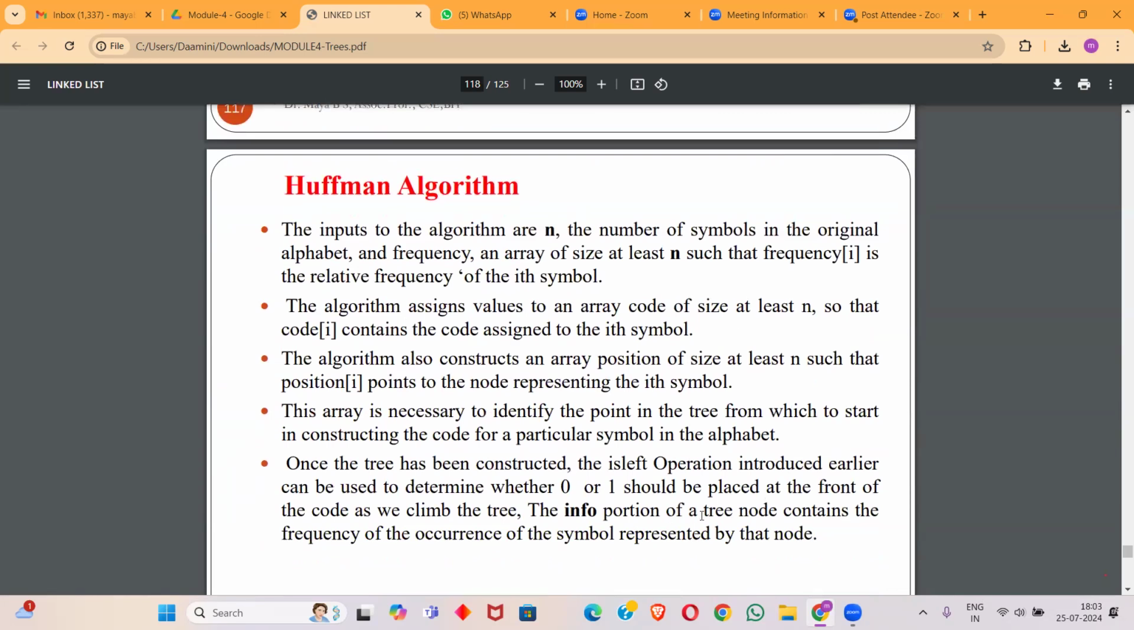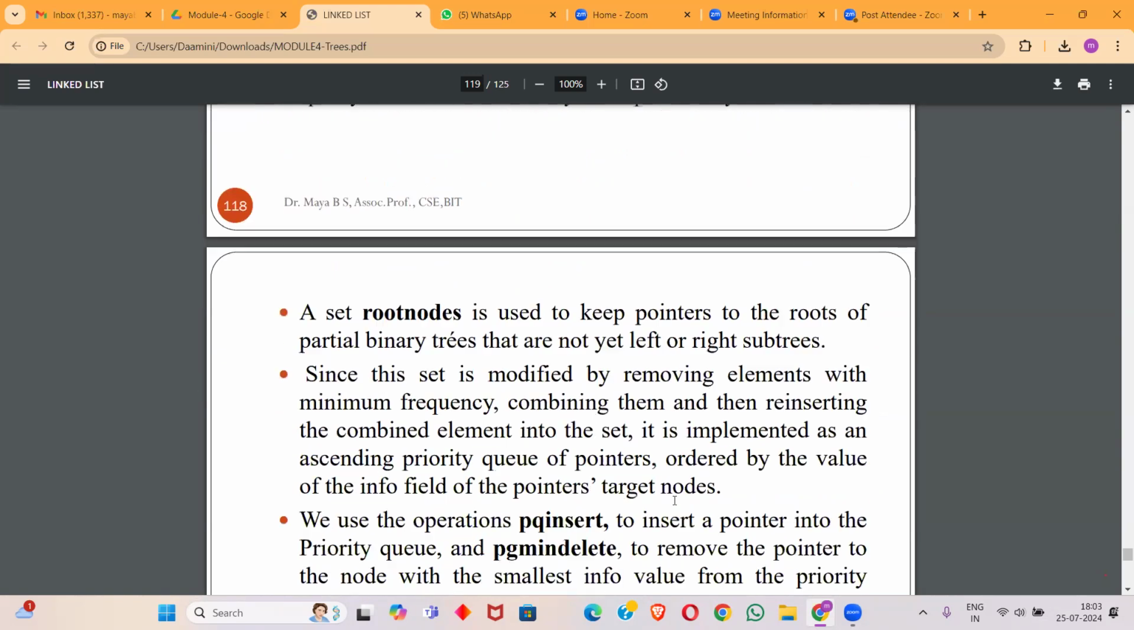The information portion of the tree contains the frequency of occurrence at that node. For example, A, B, comma 1 means a symbol is represented in that node. A set of root nodes is used to keep track of pointers to the roots of the binary trees, either in the left or right tree.